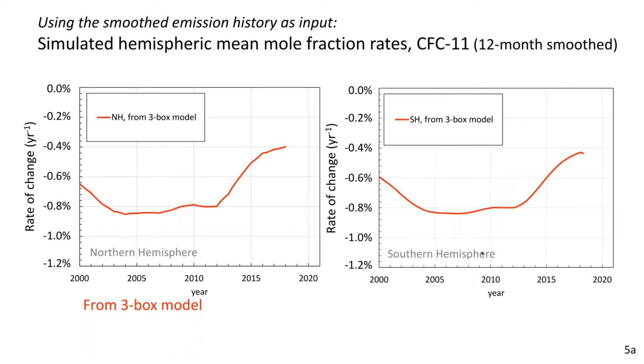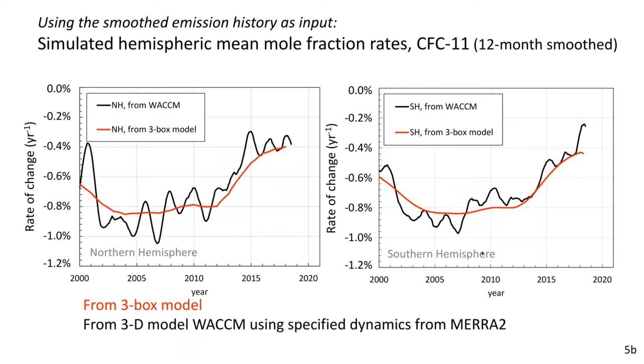We use that smooth emission history in a 3D model with specified dynamics that are trying to represent real changes in atmospheric transport and dynamics from year to year. We can see that the mole fraction trends, the changes in rates for hemispheric mole fractions, have an added variability. And this is the mapping of dynamical changes into CFC11 mole fractions.